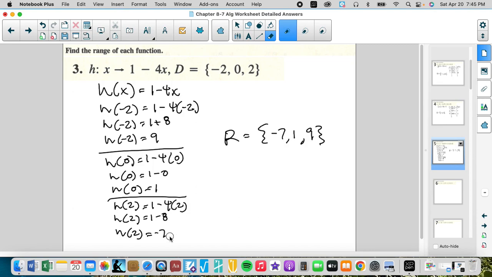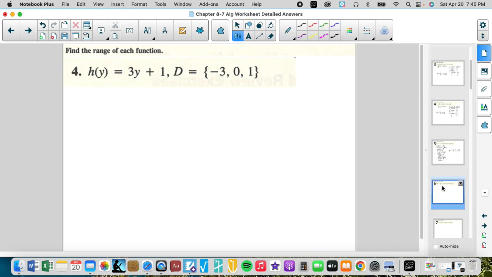That's not a great labeled 7. Does that look better? There we go. All right. We'll continue. We'll do that one. Now it's in function notation. H of negative 3 equals 3 times negative 3 plus 1. H of negative 3 equals, we'll say negative 8.